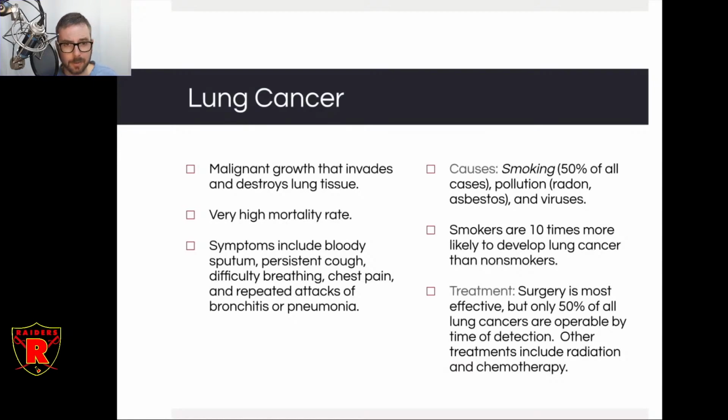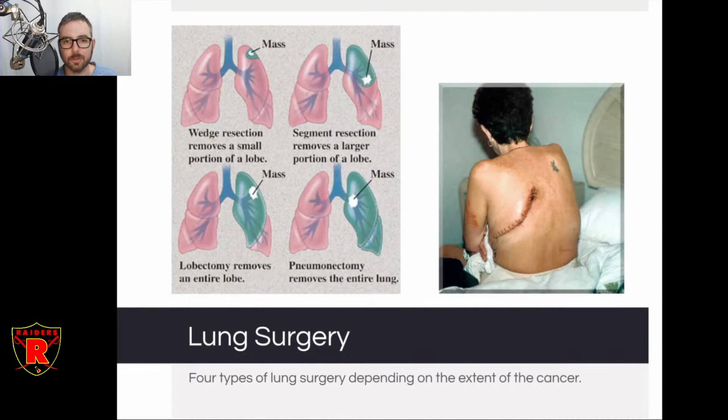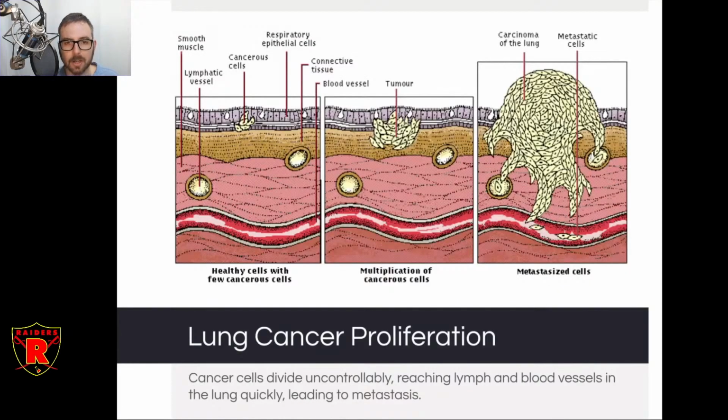Sometimes surgery is effective at removing it. Not a lot of lung cancers are operable, mostly because they've metastasized. But if they've transitioned to multiple places in the lungs, there's basically nothing you can do. So anyway, I don't want to talk about that one too much, but lung cancer is extremely difficult to treat. There's the slide discussing some of the options for removing masses in the lungs. Not a lot of great options.